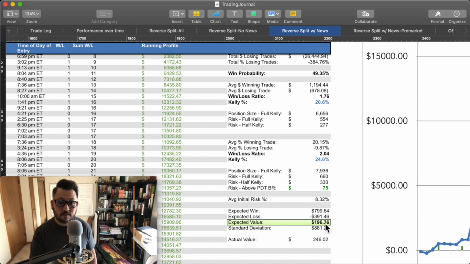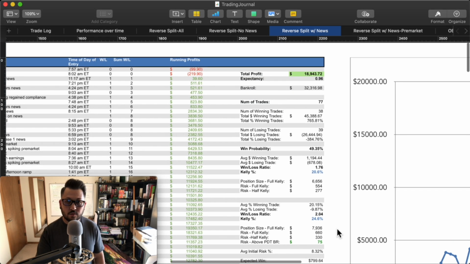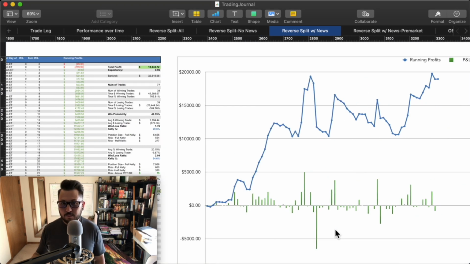So now my expected value on these trades, reverse splits with news, is nearly $200. It's $196 expected value with an $881 standard deviation. So I have an edge here, and a decent enough edge that I would want to continue pursuing these trades. But can I refine that a little bit more?